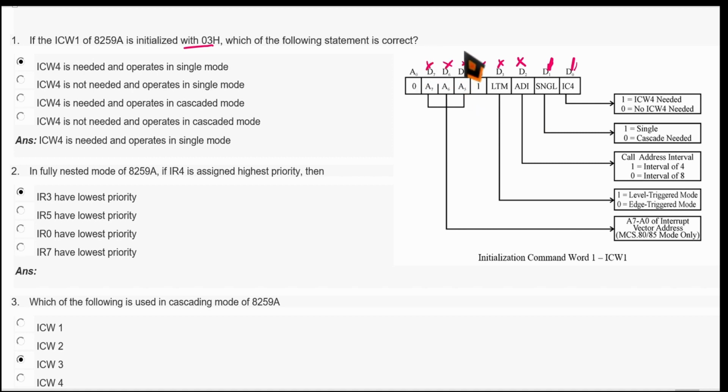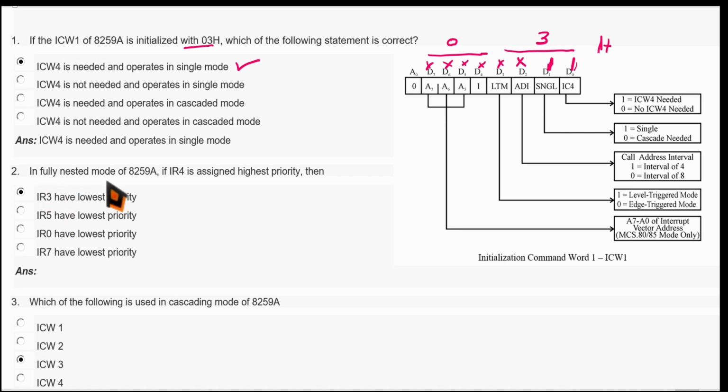If you take all the values as zeros, then these 4 bits will form 0 and these 4 bits will form 3. So 03H. So for 03H, this should be 1 and this should be 1. That means ICW4 is needed and it is operated in single mode. So this is the correct answer. Let us see the next one.